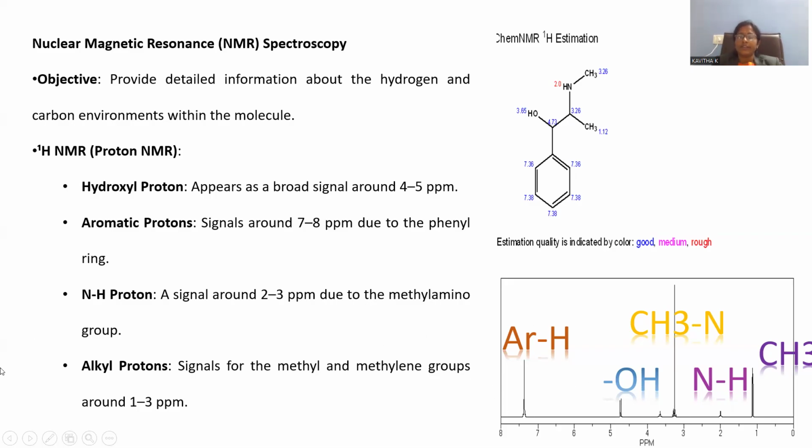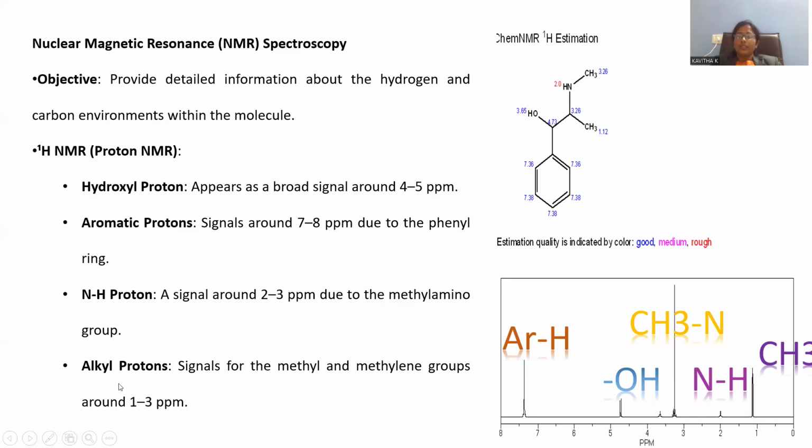That is regarded as the aromatic hydrogens. And here another NH group is there, so this hydrogen gives a peak around 2 to 3 ppm. A very little peak you can notice, that is meant for the hydrogen bonded to nitrogen. So the NH proton gives a peak in the range of 2 to 3 ppm.